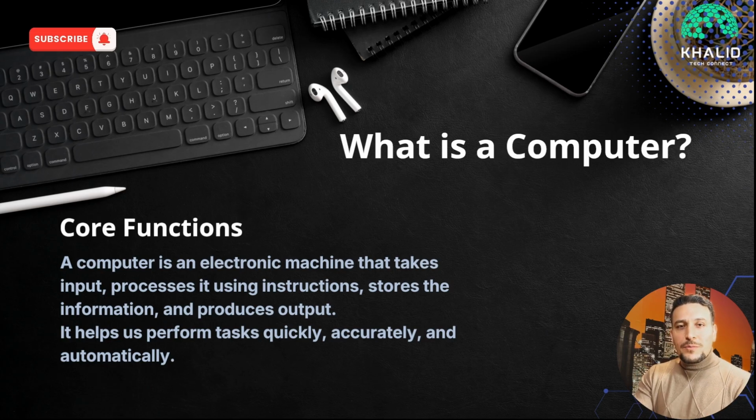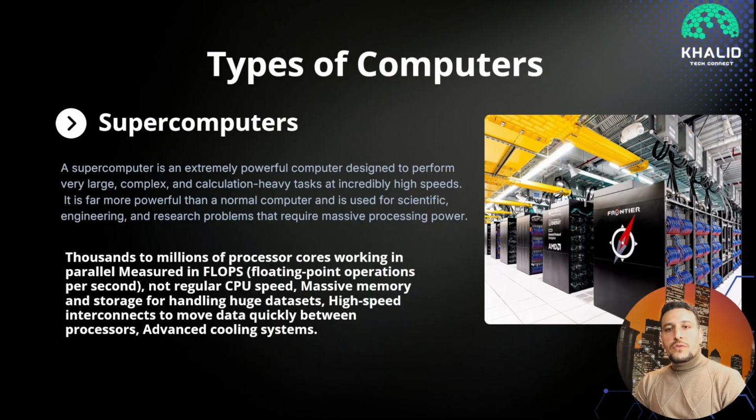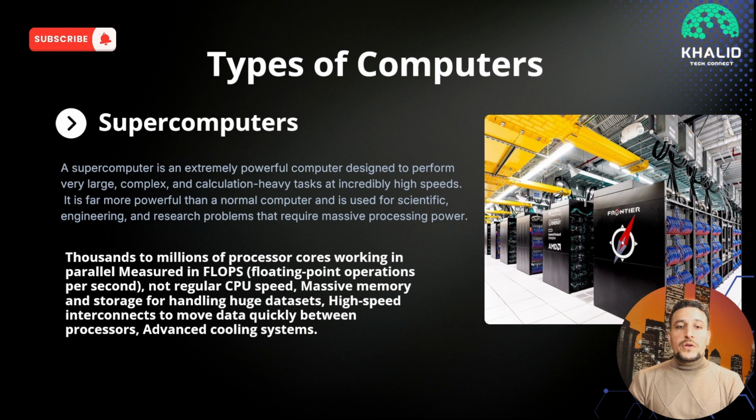Now that we understand the computer, we talk about types of computers. The first type of computer that we are talking about is a supercomputer. A supercomputer is an extremely powerful computer which is designed to perform very large, complex, and heavy calculation tasks at an incredibly high speed. So they are very massive. Supercomputers have a very large capacity of storage, very large processors, and of course very large memory, so that they can carry out very complex tasks.